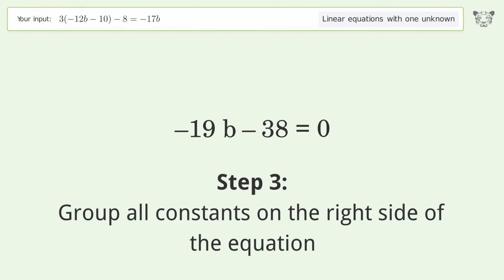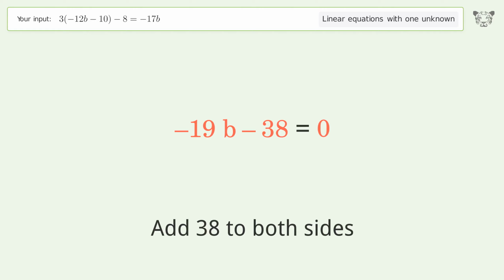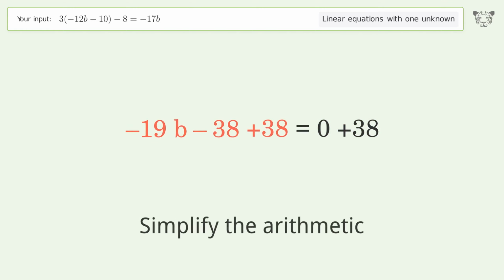Group all constants on the right side of the equation. Add 38 to both sides. Simplify the arithmetic.